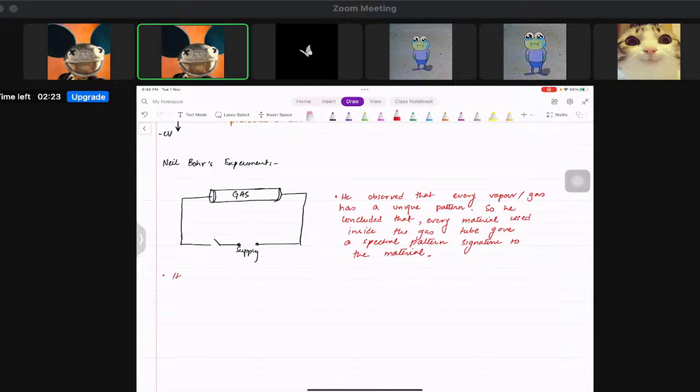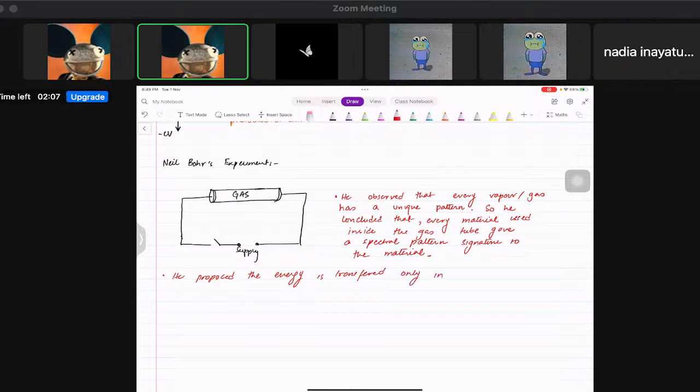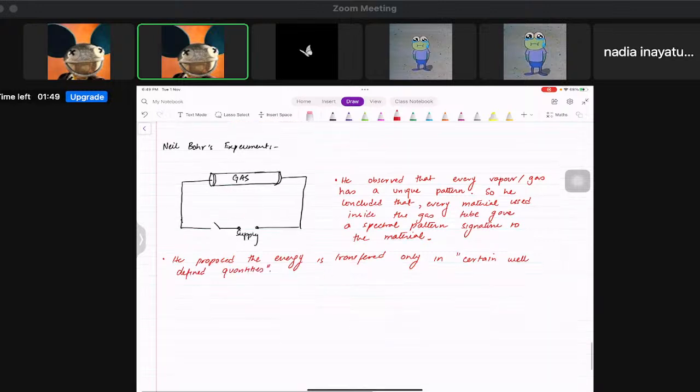So he proposed that energy is transferred only in certain well defined quantities. That's very important. We'll discuss it later on.